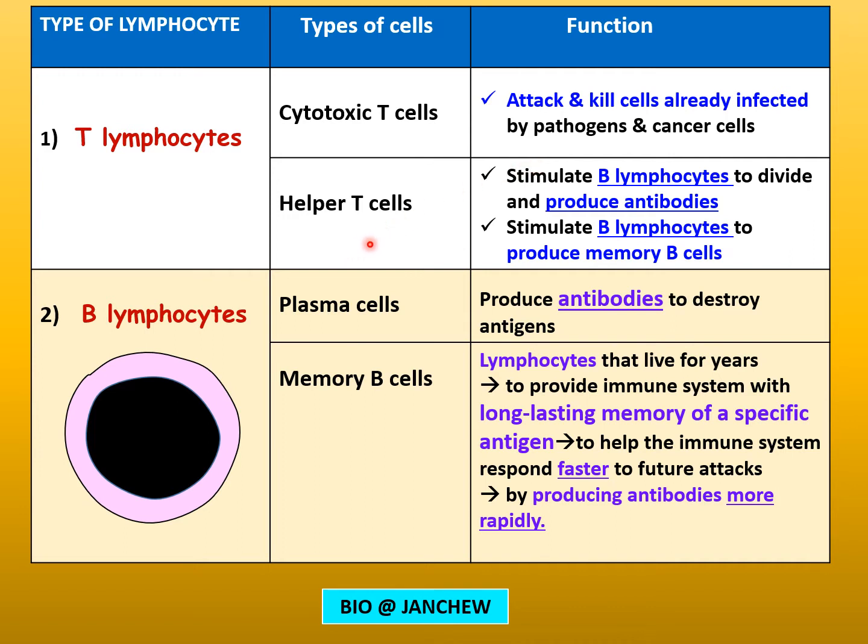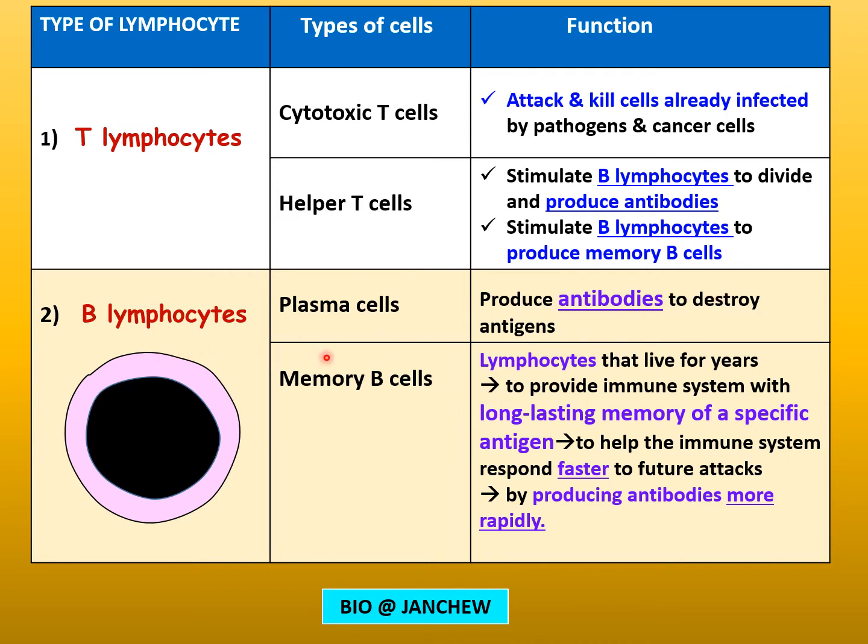Then we have the helper T cells, and these are very important because they coordinate the immune response when there is an antigen in the body. They will stimulate the B lymphocytes to divide, become more in number in order to produce more antibodies. They will stimulate the B lymphocytes to produce specific antibodies against that particular antigen. And they also stimulate B lymphocytes to produce memory cells that can last for years. We discuss the memory cells further down here.